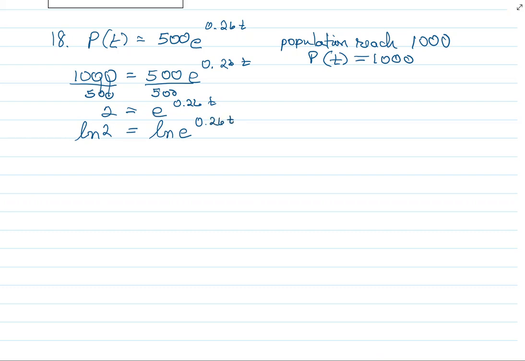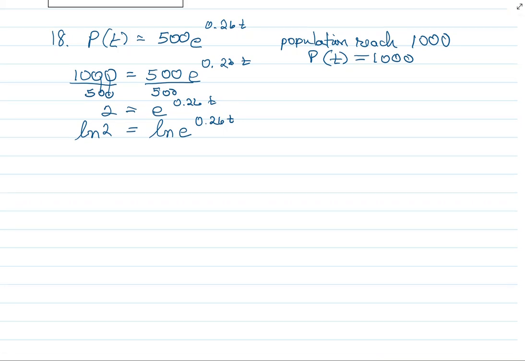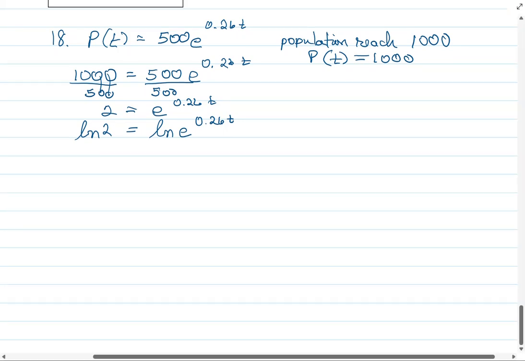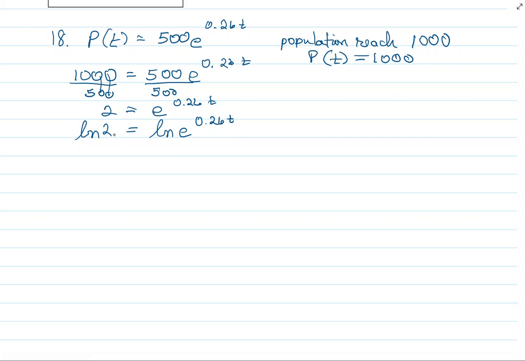These are in, if I could get my color to work. I think my pen is just about dead. Sorry. They'll cancel, that, not this, but the other. So now I have ln of 2 equals 2600 t. Now we're looking for t, so we're dividing by the 2600.